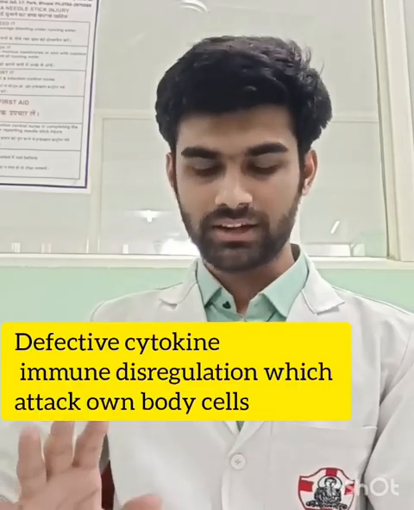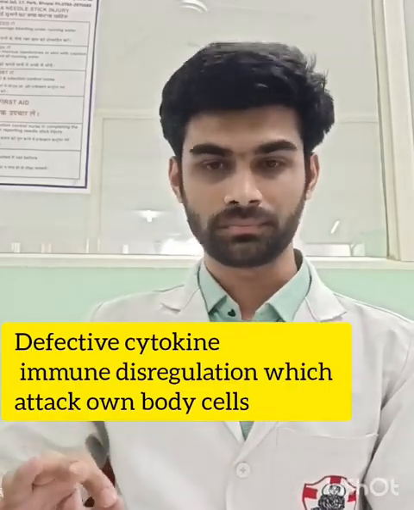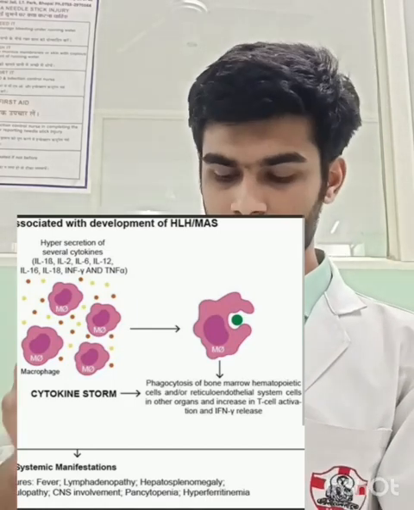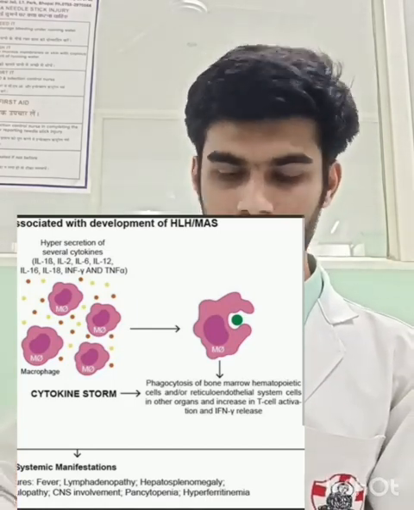The pathophysiology is that there is defective cytotoxic function which can lead to uncontrolled immune activation and cytokine storm. This leads to the failure of cytotoxic T cells to clear antigenic stimuli, and there is excess activation of macrophages and CD8 T cells. This activation of macrophages causes hemophagocytosis in bone marrow, spleen and liver.